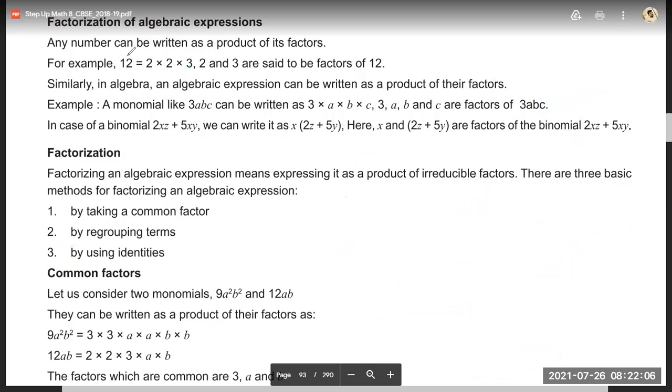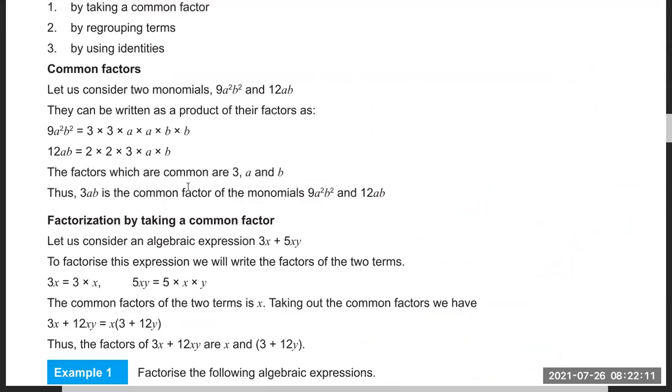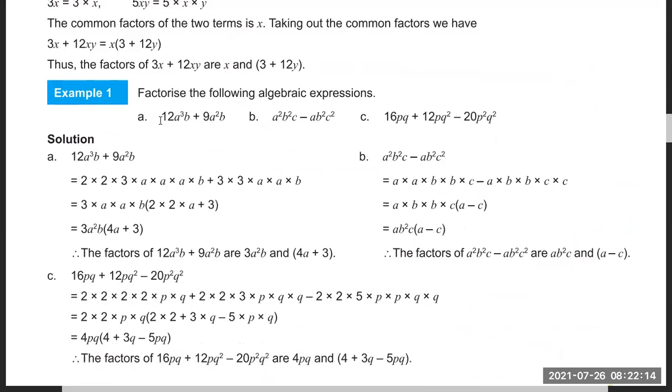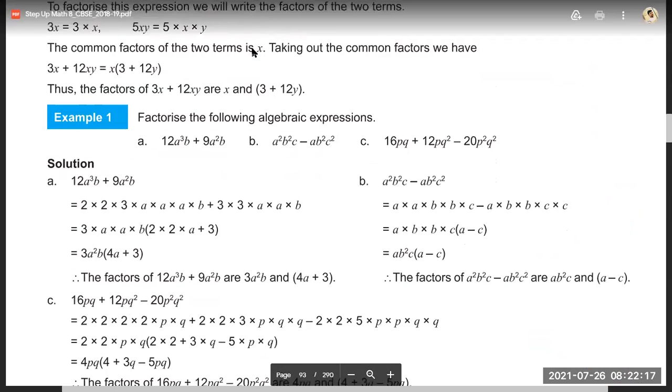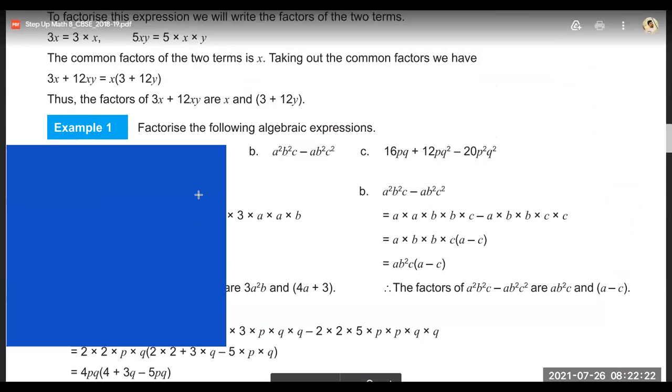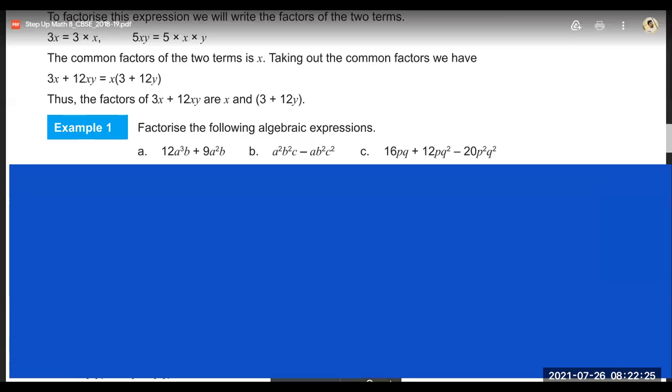So let's discuss in detail. First method is taking a common factor. Let's look at an example rather than the explanation, we'll understand better. Solution is already there. I'm hiding it so that you can look at it afresh. First one, 12a cube b plus 9a square b. How can we factorize this?